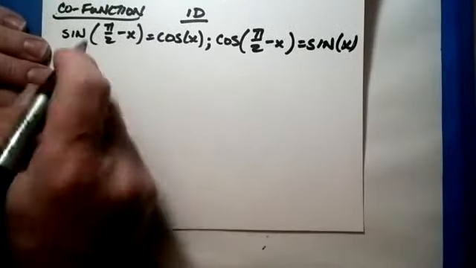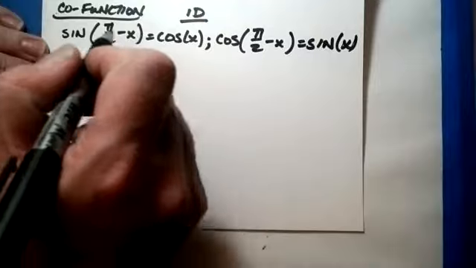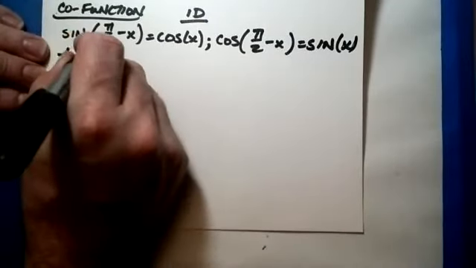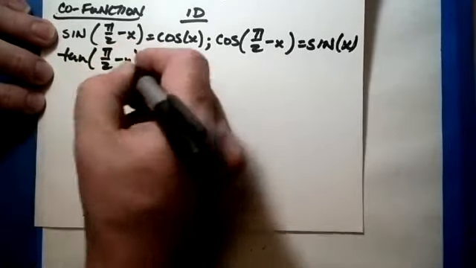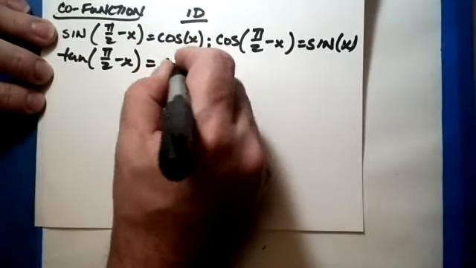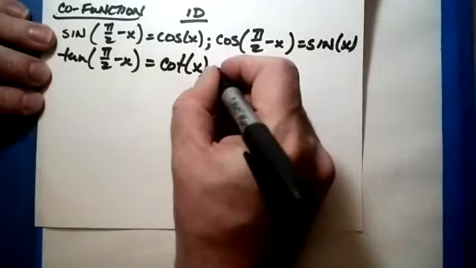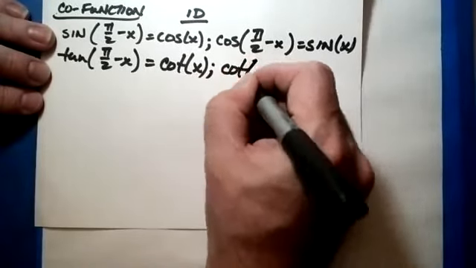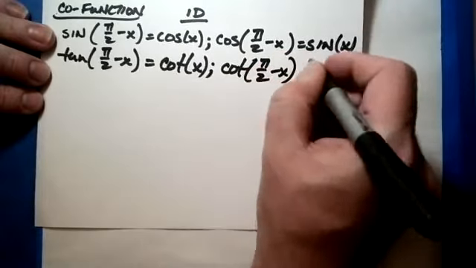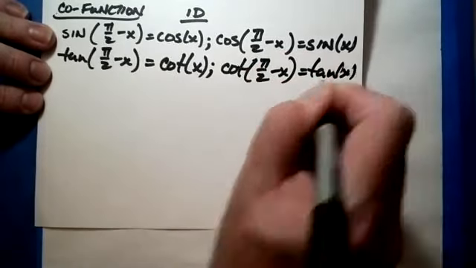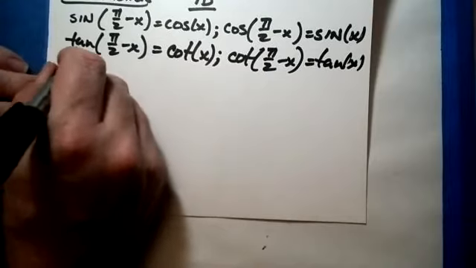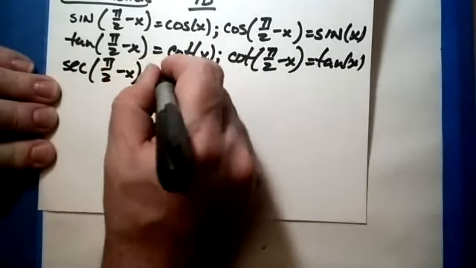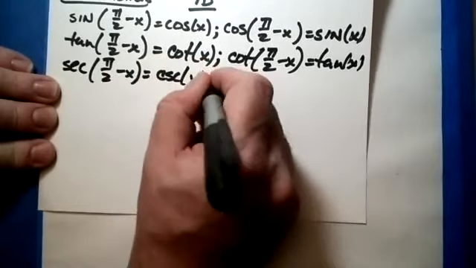There were 3 sets of these, one involving sine and cosine, one involving tangent and cotangent, one involving secant and cosecant. And as I said, you've seen these before, so I'll rush through them a little bit here. The tangent of pi over 2 minus x is equal to cotangent of x. Similarly, cotangent of pi over 2 minus x is equal to tangent of x. And now the ones involving secant and cosecant. Secant of pi over 2 minus x is equal to cosecant of x.